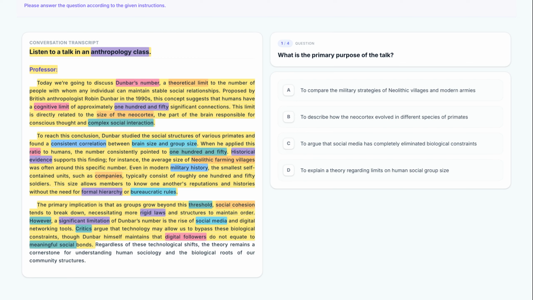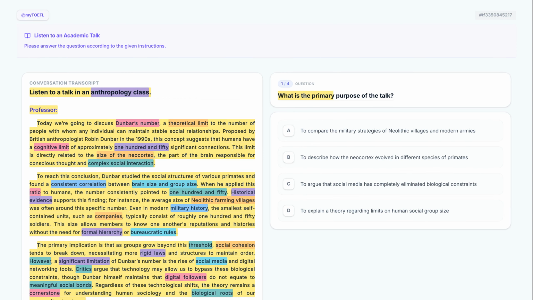Regardless of these technological shifts, the theory remains a cornerstone for understanding human sociology and the biological roots of our community structures. The lecture concludes by asserting that the theory remains a cornerstone for understanding the biological roots of human sociology.